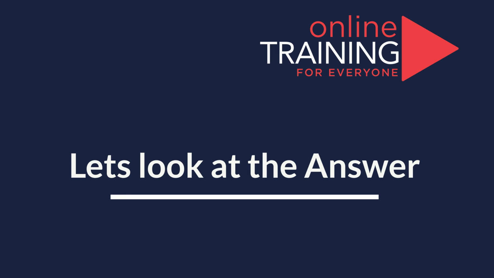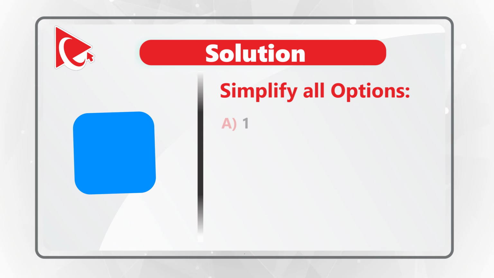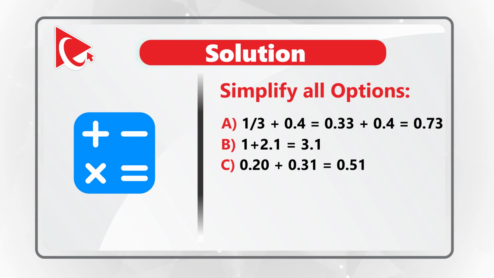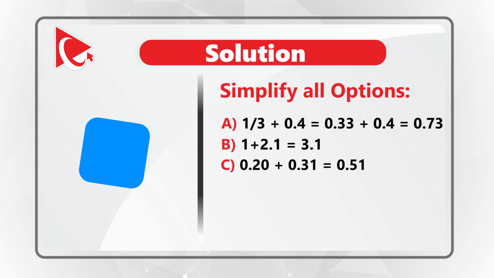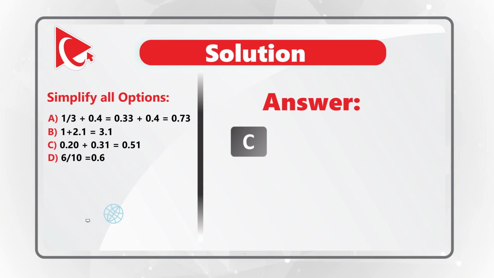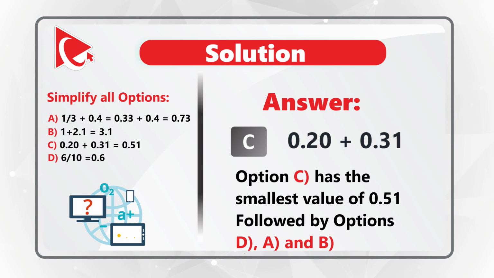The tricky part here is that the question is designed to make you do mental math. To get to the final answer, you need to simplify all the options. For example, option A, 1/3 plus 0.4 equals 0.33 plus 0.4, which is 0.73. Choice B, 1 plus 2.1 equals 3.1. Choice C, 0.20 plus 0.31 equals 0.51. And choice D, 6/10 equals 0.6. Which means, if you look at the answers, that option C has the smallest value of 0.51, followed by option D, A, and B. Was it challenging for you?